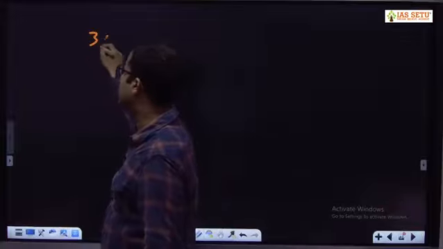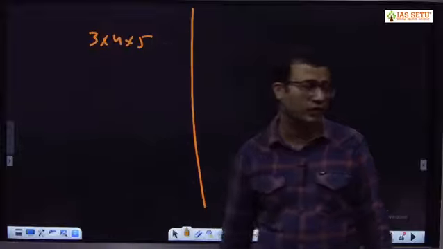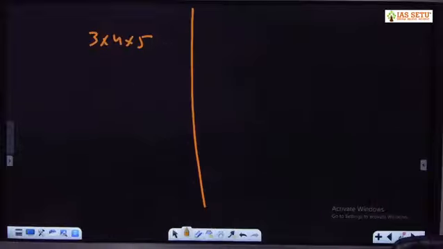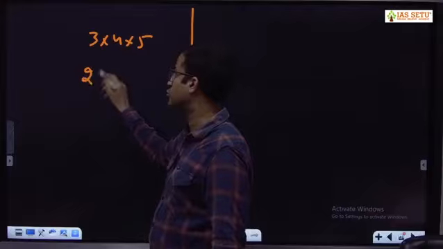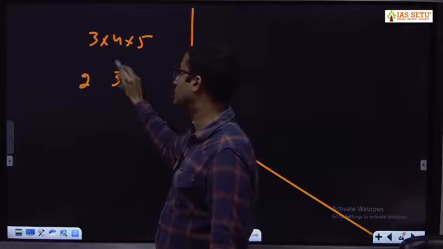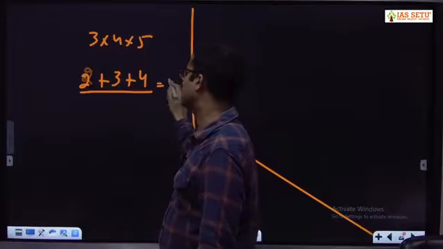Now you try. 3 into 4 into 5. How many cuts are required? Now here 3 pieces require 2 cuts, 4 pieces require 3 cuts, 5 pieces require 4 cuts. So it is 5 plus 4, 9.